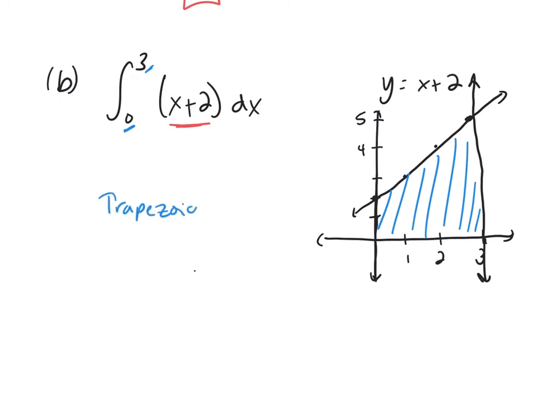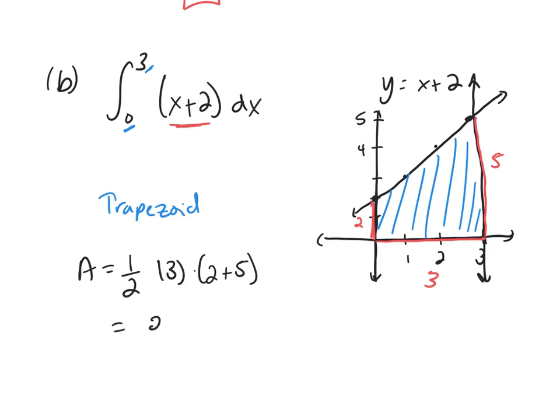And so the area of a trapezoid, it's 1/2 the height, which is 3. That's this length over here. It's the height. And then you add your two bases together. So this length is 2, and that length is 5, times 2 plus 5. So you get 21/2. That's going to be your area.